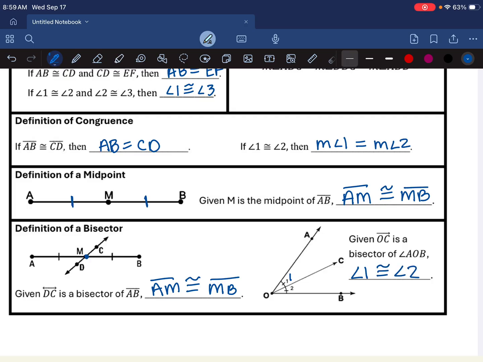Now, it doesn't matter which one you put first. You can say 2 is congruent to 1. But anytime they're labeled inside with a number, we can use that. Now, could you call it angle AOC and COB? Yes. Either of those would work. Okay? Do we feel like most of this is stuff that we've seen before and kind of remember?